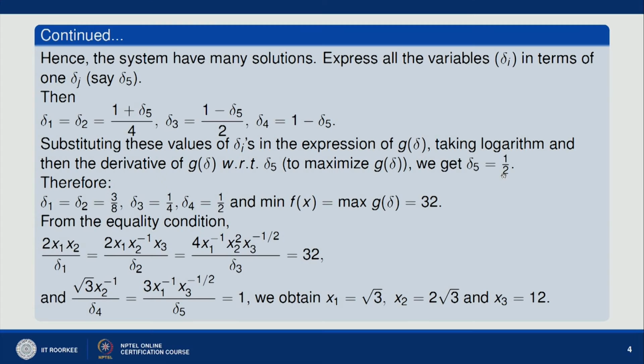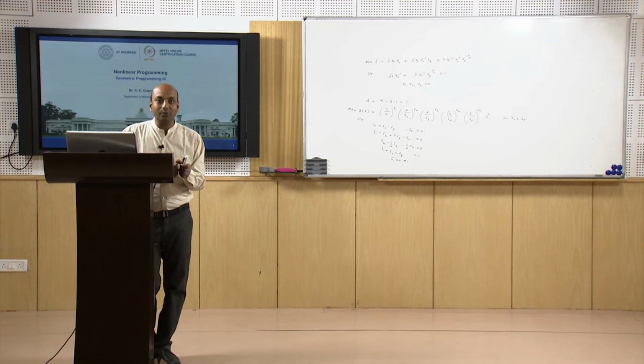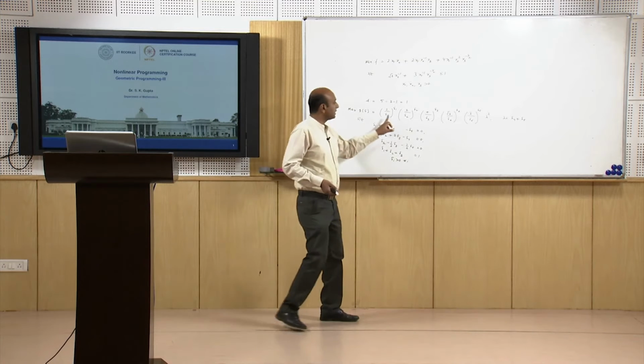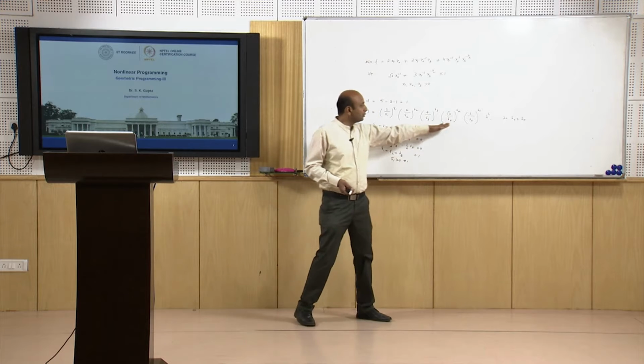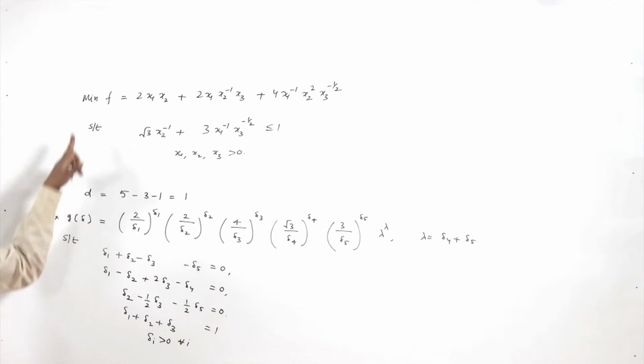And as we got delta 5 equals 1 by 2, substituting this value in all these expressions, we get delta 1, delta 2, delta 3 and delta 4. So the minimum value of f, which equals the maximum value of G delta, which we already know, is nothing but 32. How do we obtain 32? By substituting the values of delta 1, delta 2, delta 3, delta 4 and delta 5 over here and lambda over here. When we substitute all these values, we get the maximum value of G delta, which is the same as the minimum value of f.